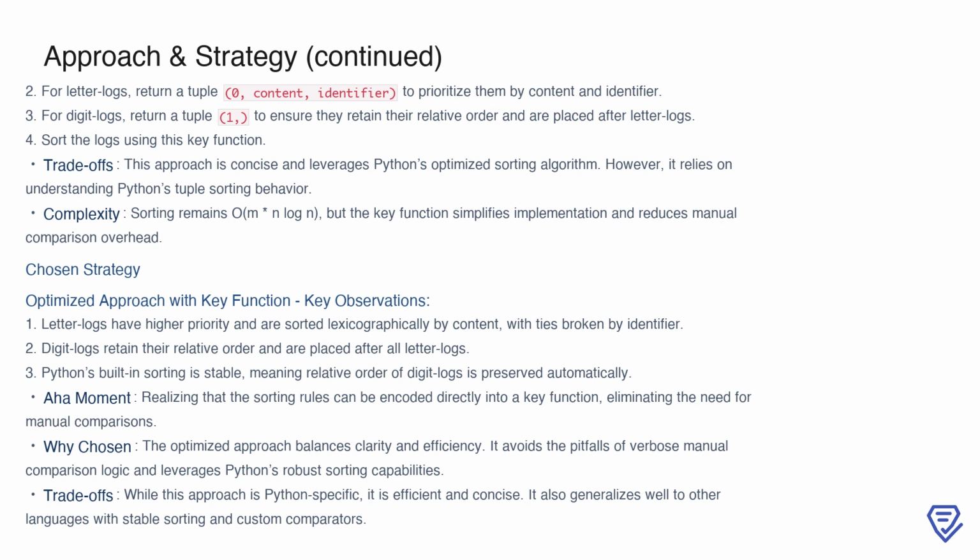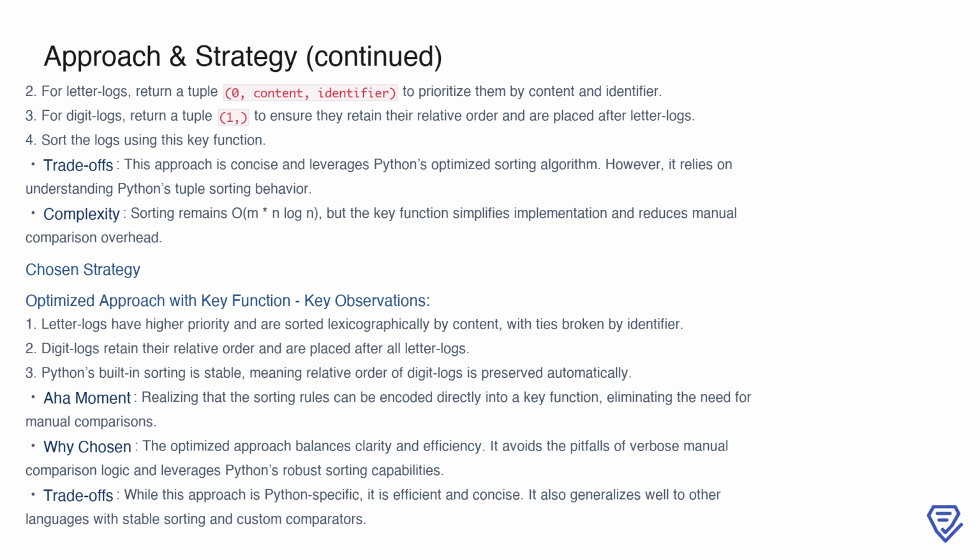For letter logs, the key function returns a tuple: 0, content, identifier. The 0 ensures letter logs are prioritized over digit logs, while the content and identifier determine the order within letter logs. For digit logs, the key function returns a tuple 1, ensuring they are placed after all letter logs while retaining their relative order due to Python's stable sorting. By applying this key function, we can sort the logs in a concise and efficient manner.